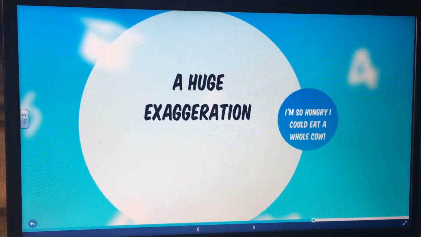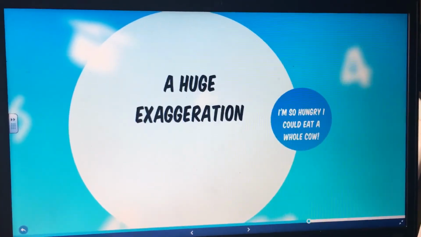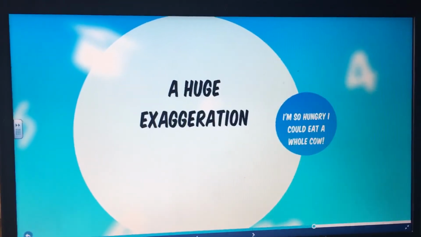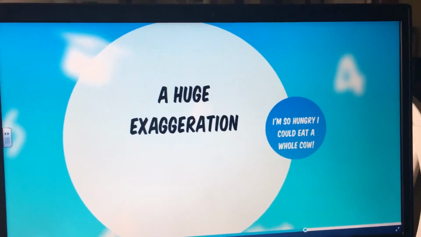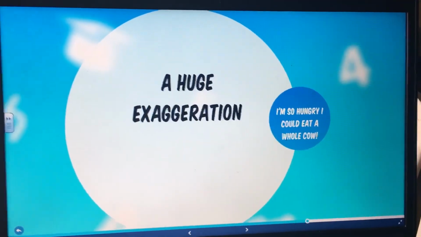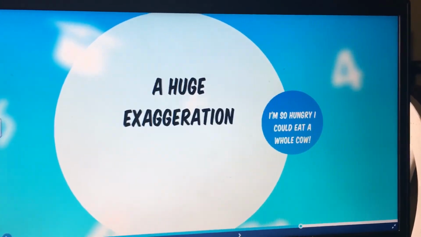Next, we will talk about a hyperbole. A hyperbole is just a huge exaggeration. So if someone says, I'm so hungry I could eat a cow, that's obviously an exaggeration because none of us have the capability of eating an entire cow. So anytime that someone says something that you know is just a huge exaggeration that could not possibly happen, that's a hyperbole.